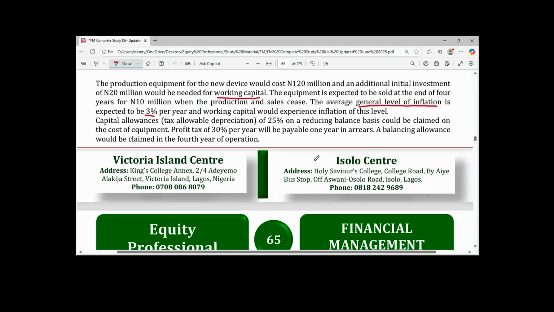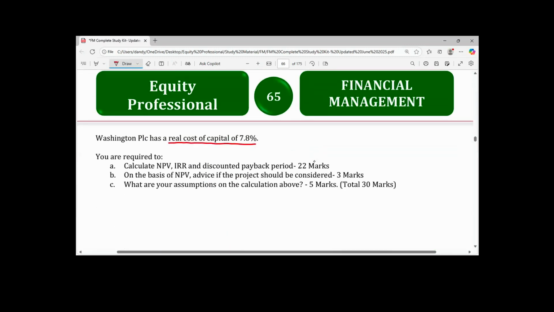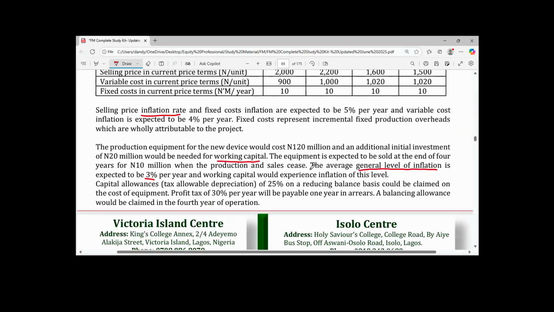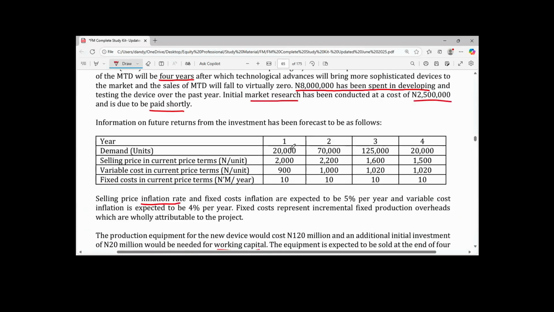Yes, that is the question the examiner is asking you to calculate: NPV, internal rate of return, and then discounted payback period. This is loaded. The beauty about this is that it's just an independent project, so not mutually exclusive. It should be faster. However, when Chidima was reading the question, you can hear her mentioning depreciation, tax allowable depreciation. That means we are going to calculate capital allowance. Not only that, she also mentioned general inflation rate. So that means there will be inflation in our calculation.